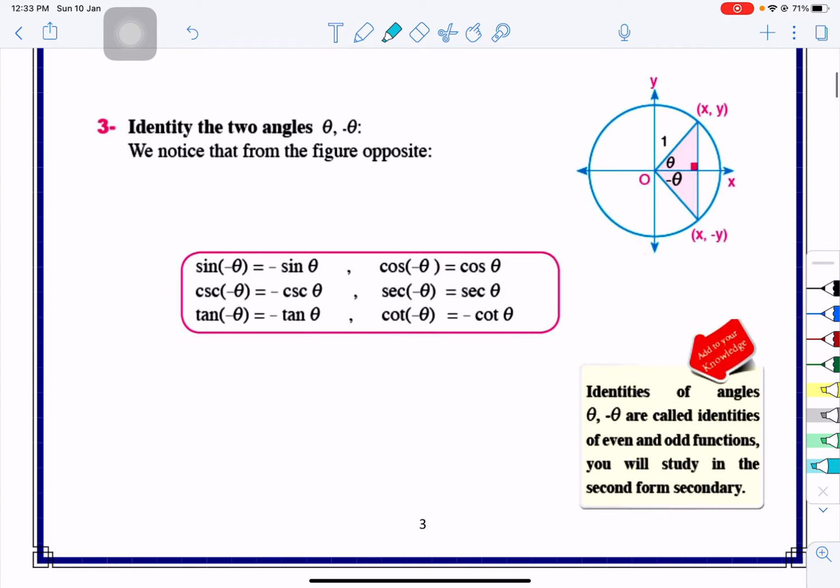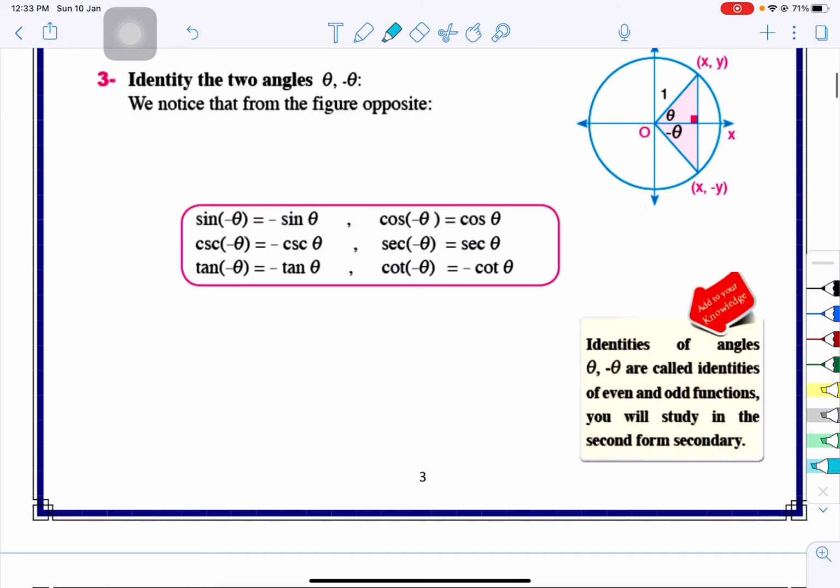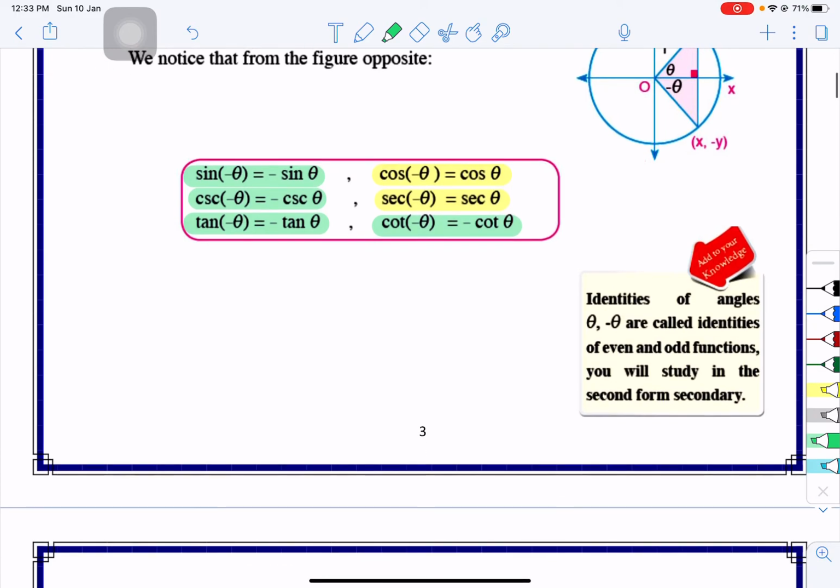And we know the identities of the two angles, theta and negative theta. Cosine is the only function that eats the negative: cosine negative theta equals cosine theta, and its reciprocal, sec negative theta equals sec theta. But the other functions keep the negative: sine negative theta equals negative sine theta, and cosec negative theta equals negative cosec theta. Tan negative theta equals negative tan theta, and cotan negative theta equals negative cotan theta.